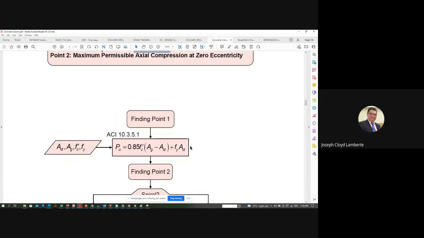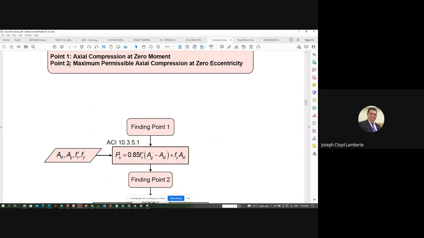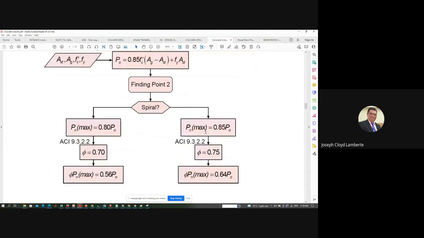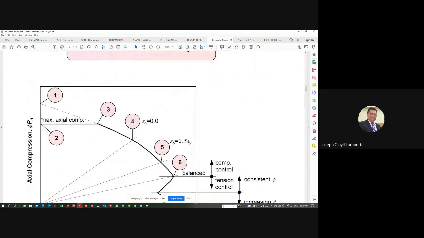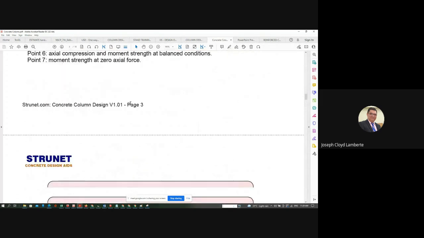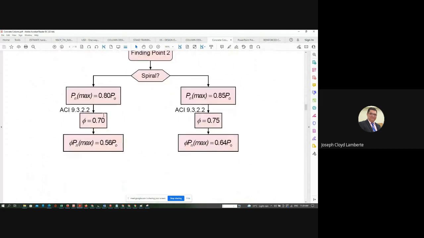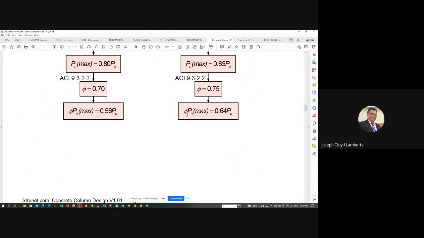So unsa man na mo na siyang PO. Finding point 1. Finding point 2 is the maximum permissible axial compression at zero eccentricity. So zero eccentricity karon. So zero eccentricity mo nang point 2. Gi-reduce lang na siya class. So unsa pag-reduce, gi-multiply no reduction factor. Na yung PN na lang siya. So gi-reduce lang na siya. So kuhaon din ang reduction factor.